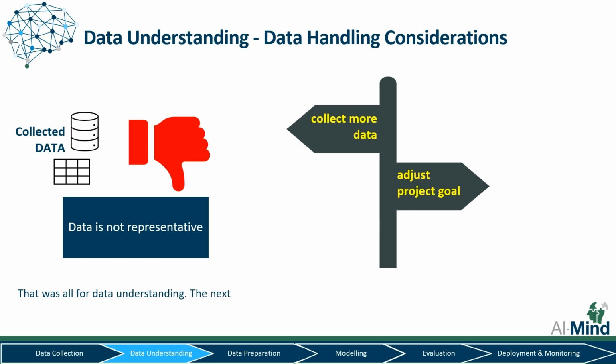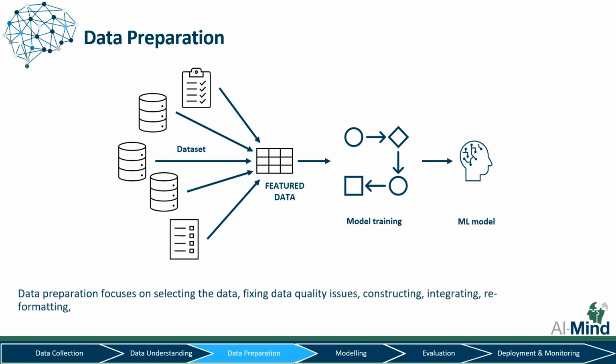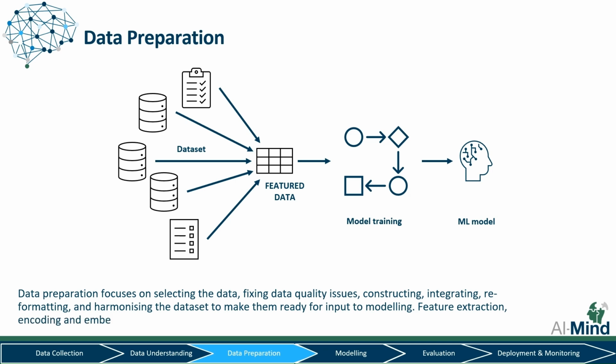The next stage is data preparation. Data preparation focuses on selecting the data, fixing data quality issues, constructing, integrating, reformatting, and harmonizing the dataset to make them ready for input to modeling. Feature extraction, encoding, and embedding occur as part of this step.